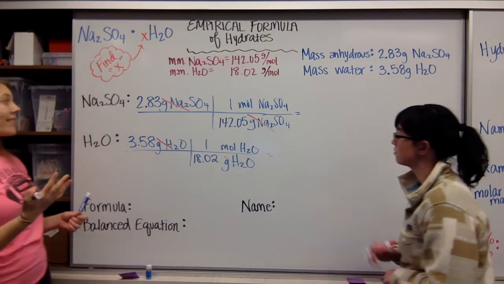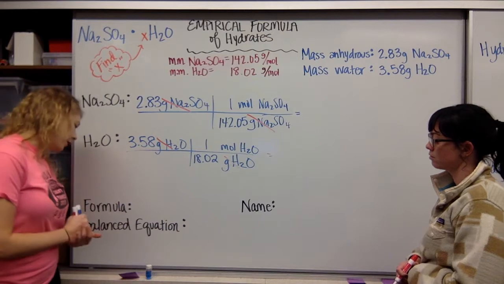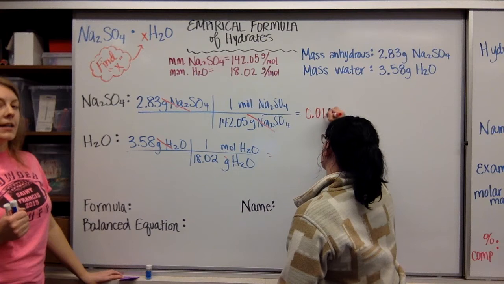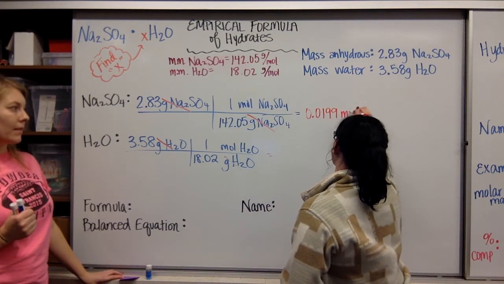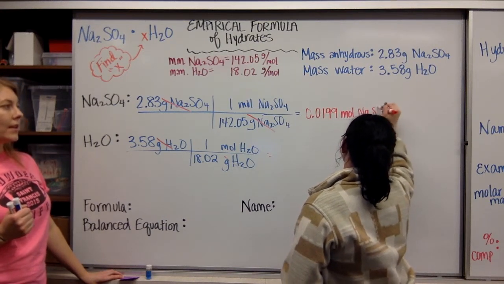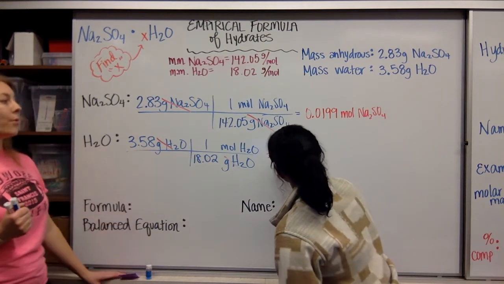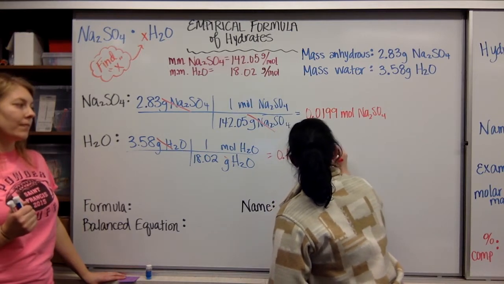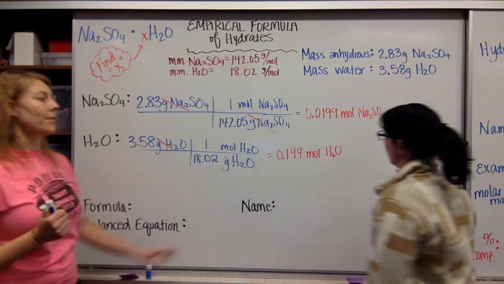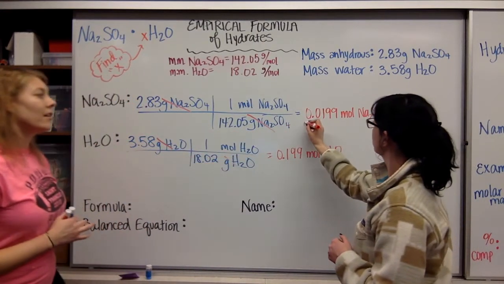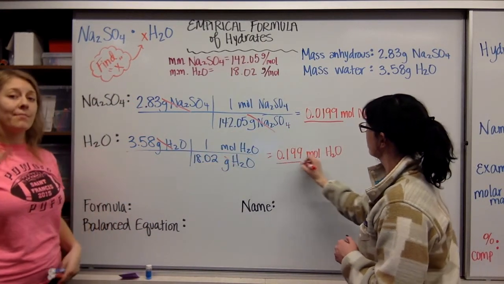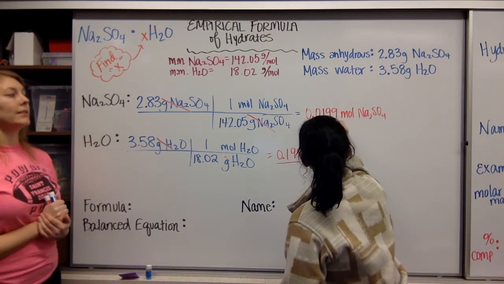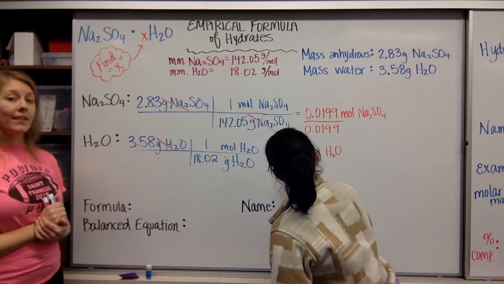So, if we do this calculation, 2.83 divided by 142.05, we get 0.0199 moles of Na2SO4. If we do the calculation on the bottom, we get 0.199 moles of water. So these are almost the same number. They're just off by a tenth. Now, percent to mass, mass to moles, divide by small. Which one's smallest? 0.0199. So we divide both of them by 0.0199.